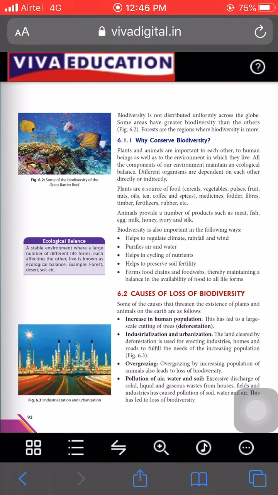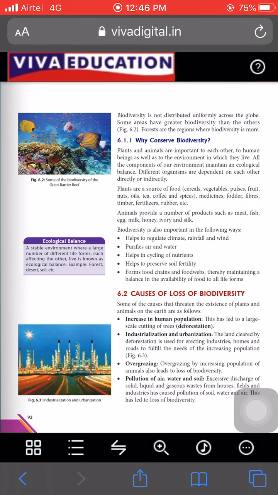In the second part, we discuss the causes of loss of biodiversity, meaning how we lose biodiversity, how we reduce the biodiversity. First point is increase in human population. As the human population increases, the demands of people also increase.